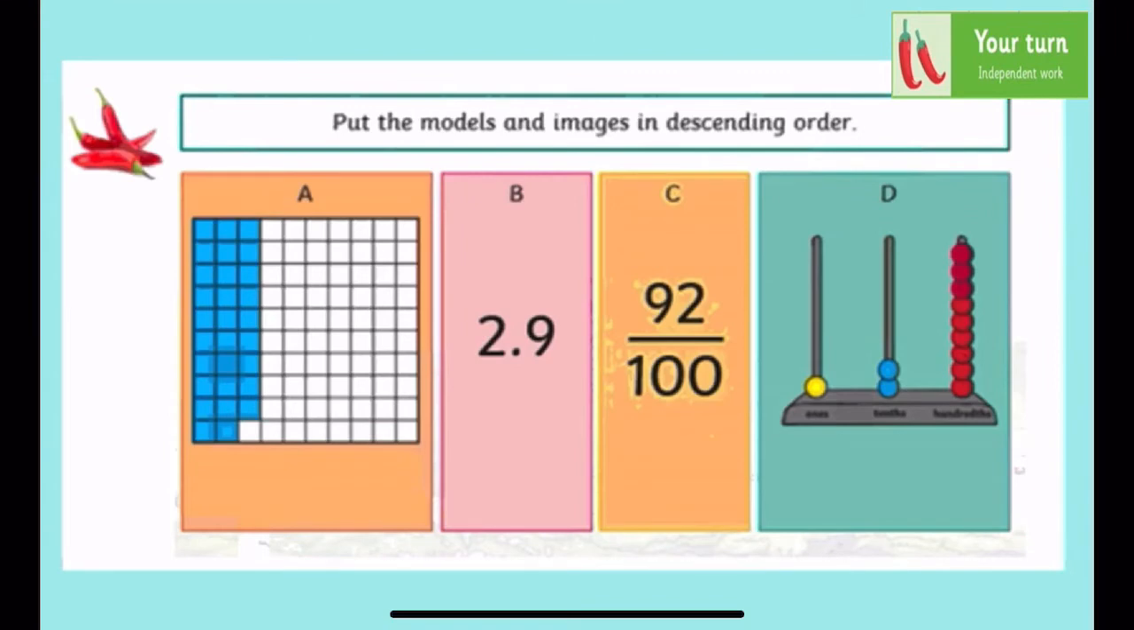So the Chilli 3 challenge is, can you put the models and images in descending order? So you've got to think about what that word descending means. And remember, in this one, you've got the abacus, which is very similar to the place value grid. And then you've got this model, this picture here of a decimal, which we looked at right at the beginning of the lesson. So have a go at that and pause the video, and we'll look at the answers in just a moment.